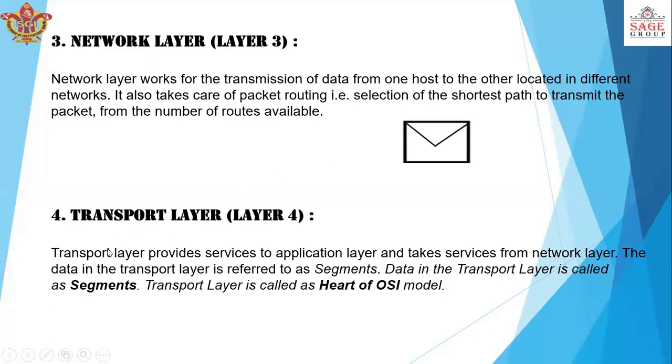So next is the transport layer. The transport layer provides a service to the application layer and takes service from the network layer. The data in the transport layer is referred to as a segment, and it is responsible for end-to-end delivery of the complete message. The transport layer also provides acknowledgement of successful data transmission and retransmits the data if an error is found. As I already told you, the transport layer is called the heart of the OSI model, in which data is called segments.